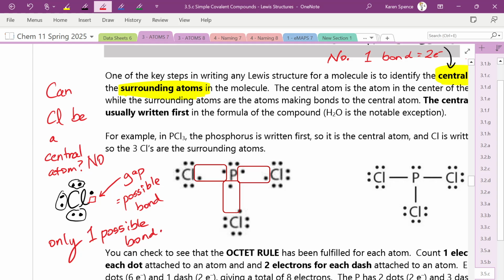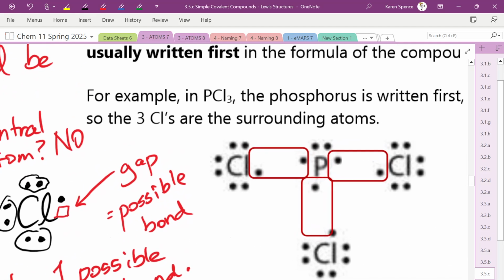So how do we know who's the central atom in general? Actually, it's really easy. If you look at PCl3, usually it's the first element. And it's also going to be the singleton element. Okay? P is a singleton, and it's written first. Now, I don't know if you guys know this, but when we write chemical formulas, we generally go from left to right across the periodic table.